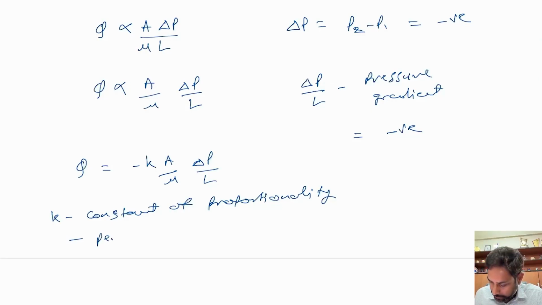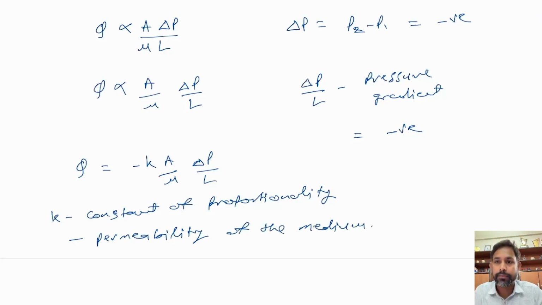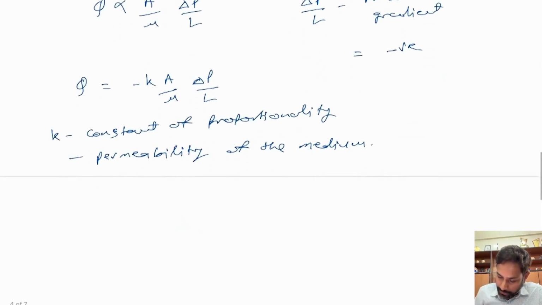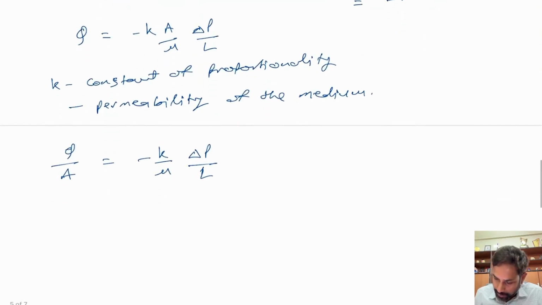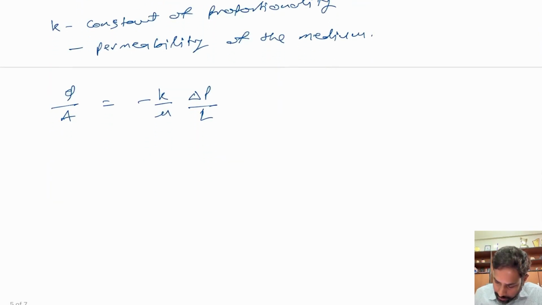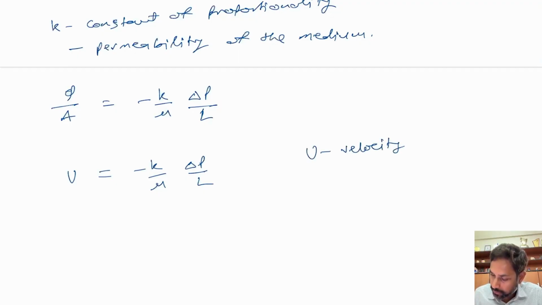which is actually the permeability of the medium. Now if you divide Q by A, if you bring that to the other side, that will give you the velocity of the flow. So Q is the volume flux, and if you divide that by area, that will give you velocity. So this is U equals K by mu delta P by L, where U is the velocity, or you can call it fluid velocity.